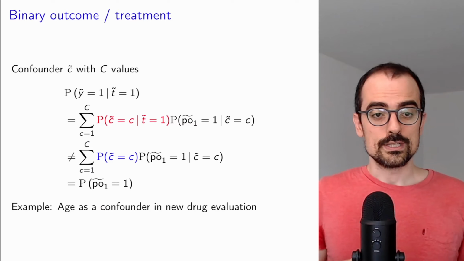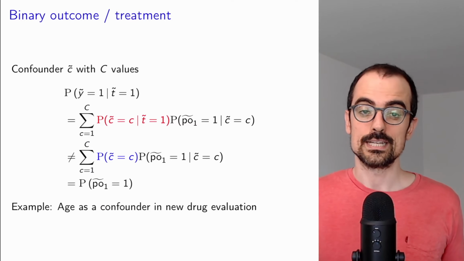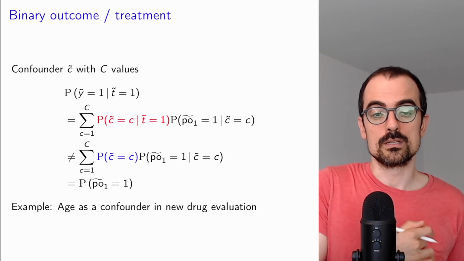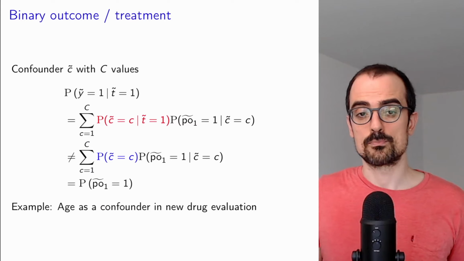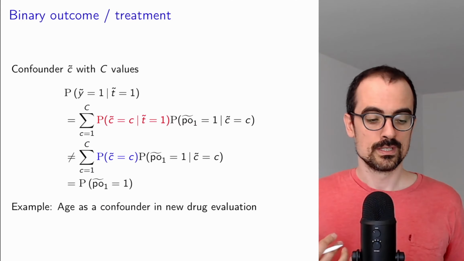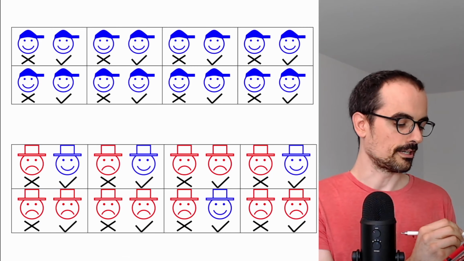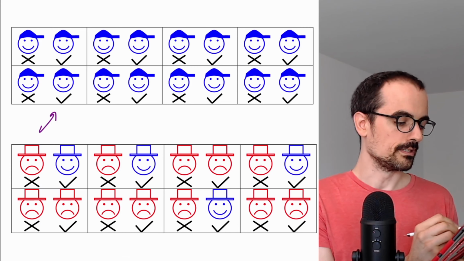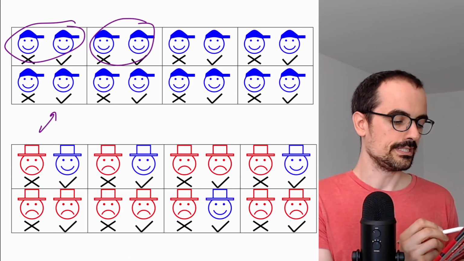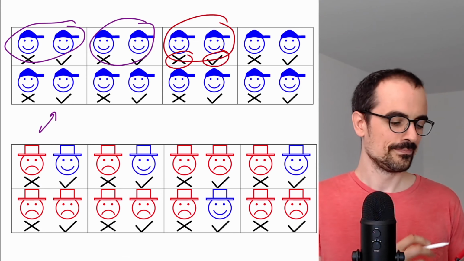Let's take a look at a concrete example. Age often acts as a confounder when we're evaluating drugs because young people might be more or less prone to taking certain medicines than old people. In our example here, young people up here always recover, regardless of whether they receive the treatment or not. They always recover. That's why they're all so happy.